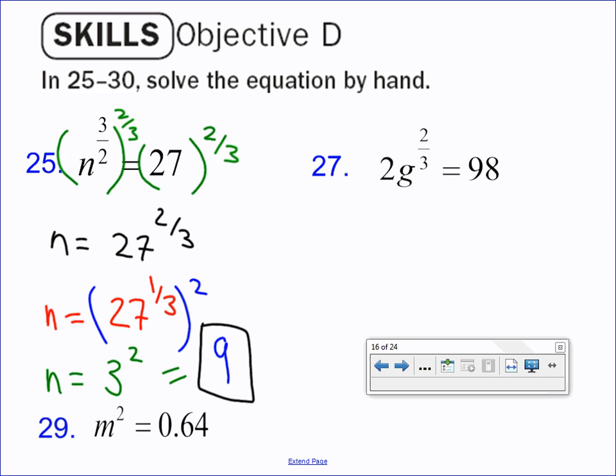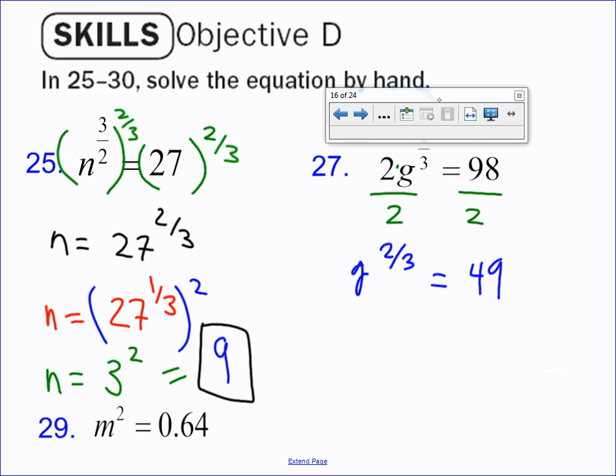Before I can raise both sides to the reciprocal exponent, though, I must isolate the power. Just like in number C for our Bellwork, we had to do inverse operations before we could raise to the reciprocal exponent. So too in 27, we have to isolate the power. My best first step is not to raise to the reciprocal exponent. My best first step is to instead undo that multiplication. So we're going to divide both sides by 2 first and get g to the 2/3 equals 49.